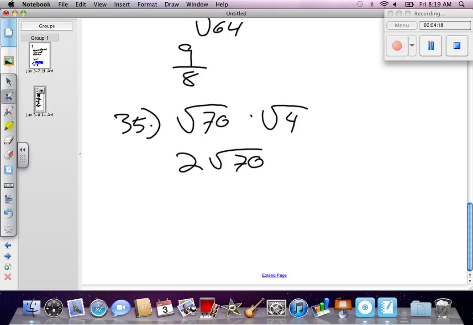All right, before I move on to graphing, does anybody have questions about square roots? Nobody has a question about square roots? Okay.